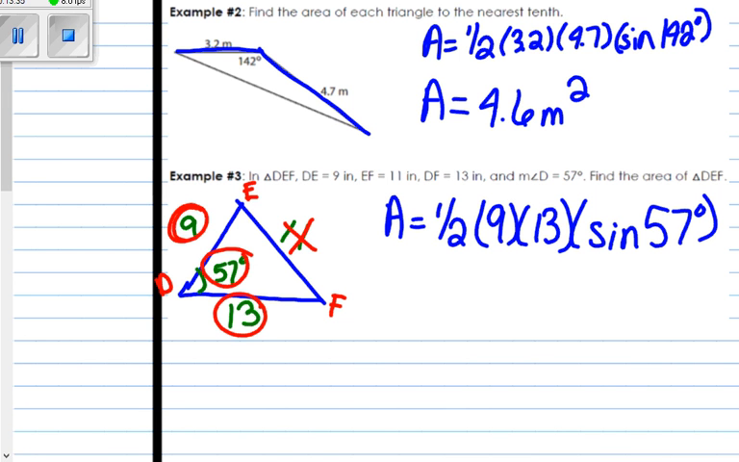Okay, go ahead and solve it on your own. I want you to write the answer to the nearest tenth. So A equals what? Don't forget your units. Do not say it out loud. Just write it on your paper.